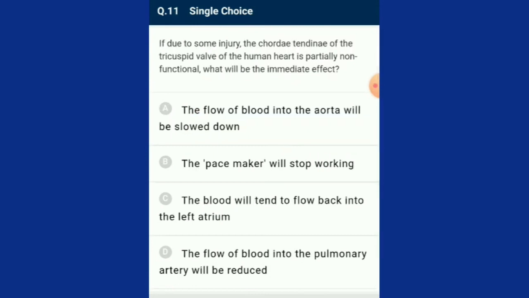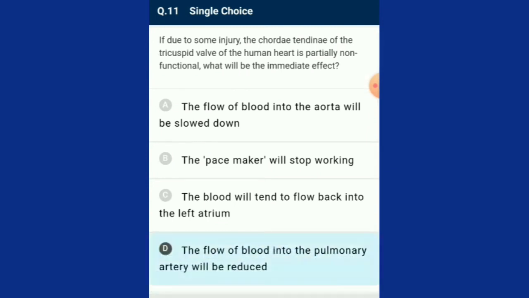Question number 11. If due to some injury, the chordae tendineae of the tricuspid valve of the human heart is partially non-functional, what will be the immediate effect? The immediate effect is the flow of blood into the pulmonary artery will be reduced. If chordae tendineae of tricuspid valve becomes partially non-functional due to injury, then the flow of blood into the pulmonary artery will be reduced. The chordae tendineae are a group of string-like tendinous bands found within both ventricles of heart.